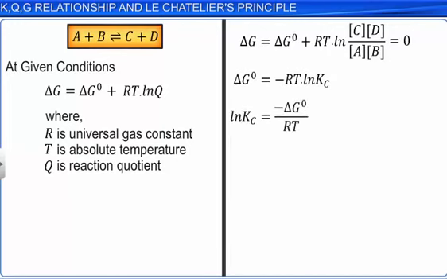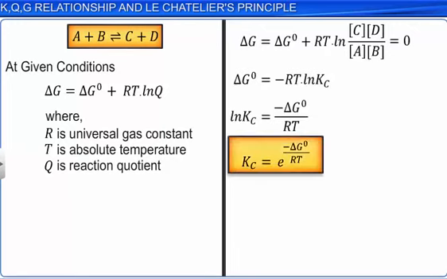Taking antilog on both the sides, we get Kc is equal to e to the power minus delta G naught divided by RT. The reaction spontaneity in terms of the value of delta G naught can be known by using the equation Kc is equal to e to the power of minus delta G naught divided by RT.